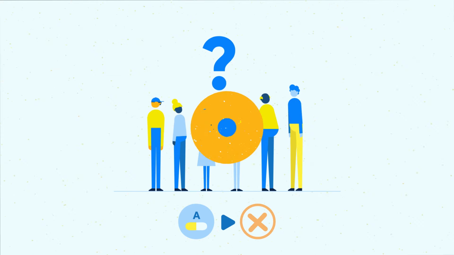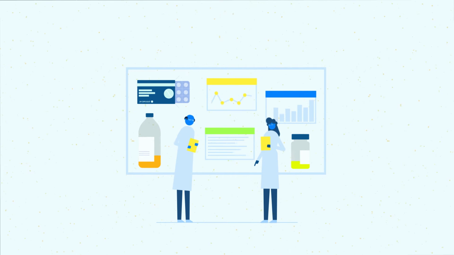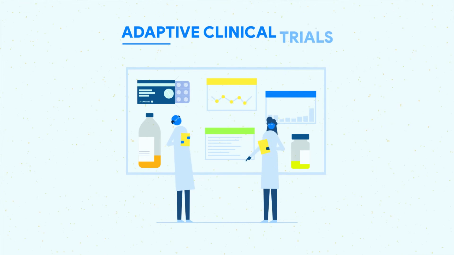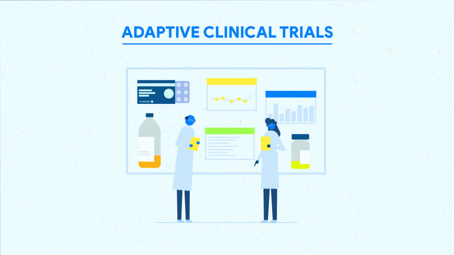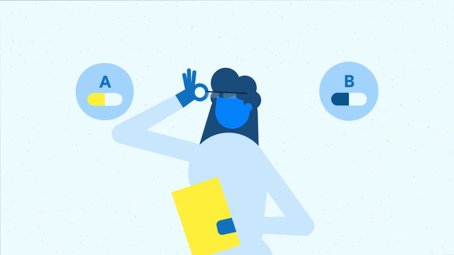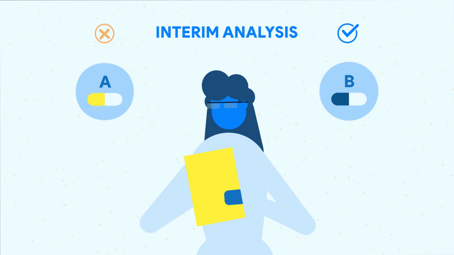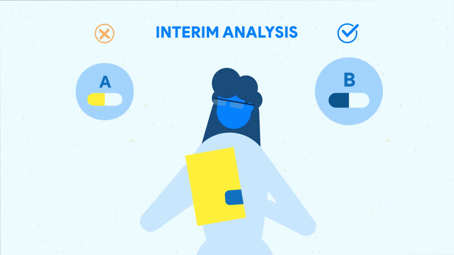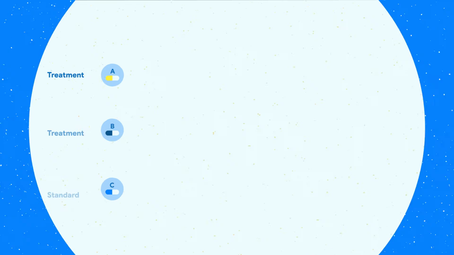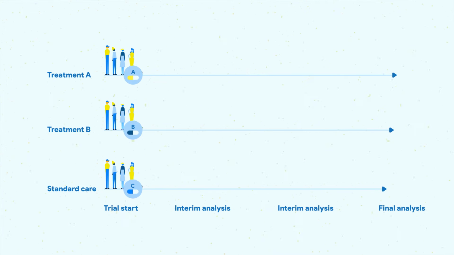Can we do better? Alternatively, we can examine data as it comes in and adapt to new information. These are called adaptive clinical trials. A common example is to eliminate ineffective treatments and stop trials earlier if a better treatment is found. Adaptive trials recruit fewer patients at the beginning.